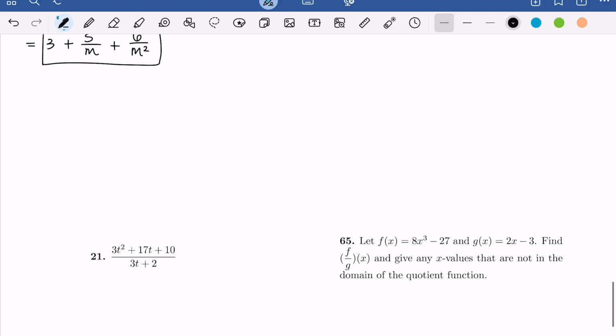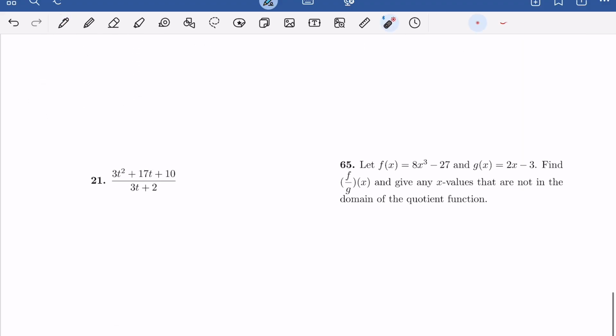Now, for our next example, we are going to be doing the process of polynomial long division. Definitely make sure you are going through the textbook and looking at the full procedure when doing so, but we're going to go ahead and use it for this example. So we have 3t squared plus 17t plus 10 in our numerator, and it's being divided by this binomial 3t plus 2.